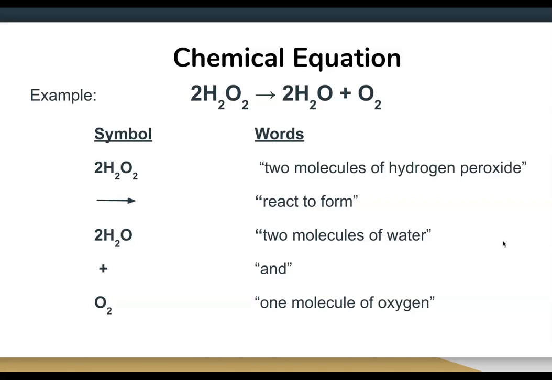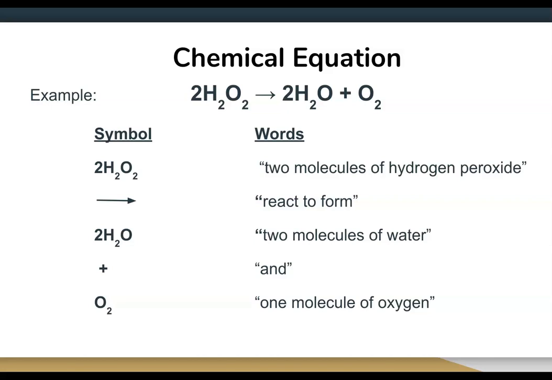So if we were to change this equation into a sentence, we would just substitute the words for the symbols. Based on what we know about chemical formulas, here's what we'd say. 2 molecules of hydrogen peroxide. The arrow means react to form. Here's H2O, water, so 2 molecules of water. Plus sign means and, and O2 you recognize as oxygen. So if I asked you what this equation was, you would say to me, 2 molecules of hydrogen peroxide react to form 2 molecules of water and 1 molecule of oxygen.